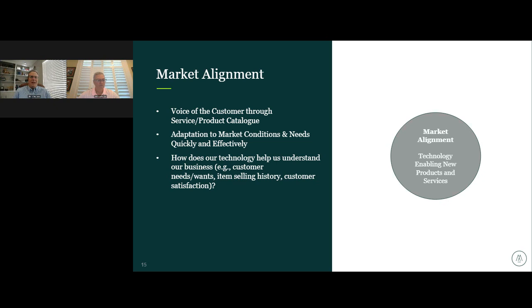Again, the last bullet here: how does technology help us understand our business? Are you mining that data and getting the decision support that you need in terms of where you're going? Because the business is evergreen, it's constantly going to be changing, and you want to leverage that data to make those changes and make those changes effectively. Anything to add there, Mike?